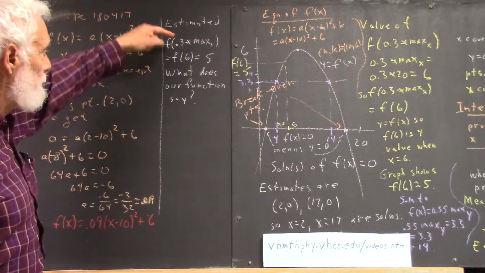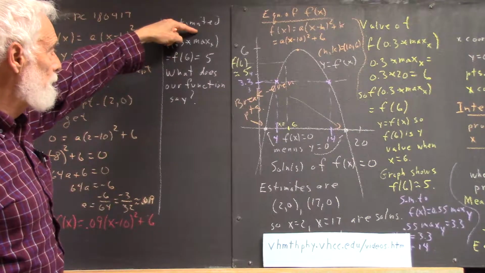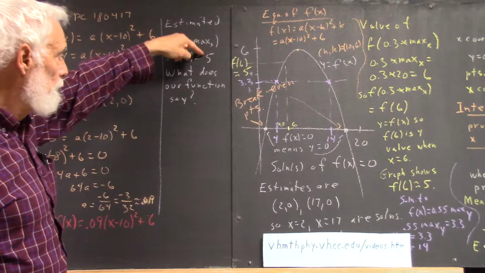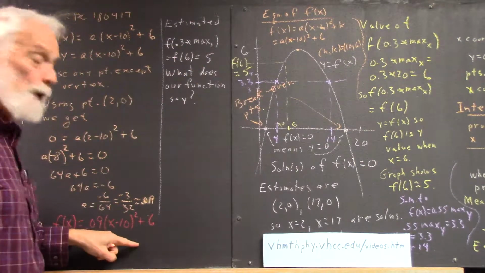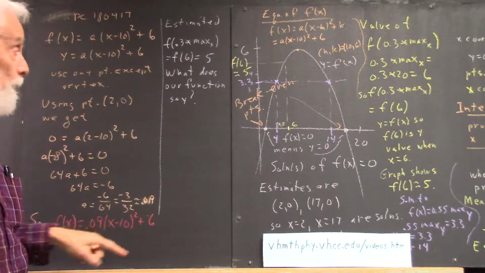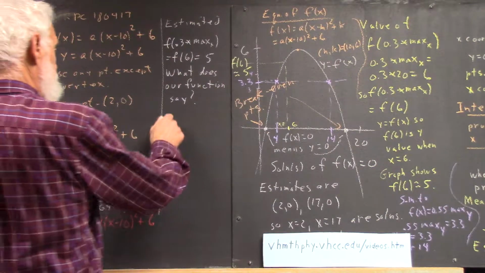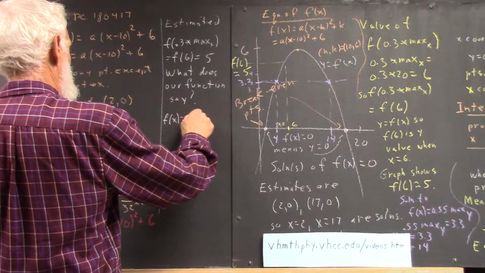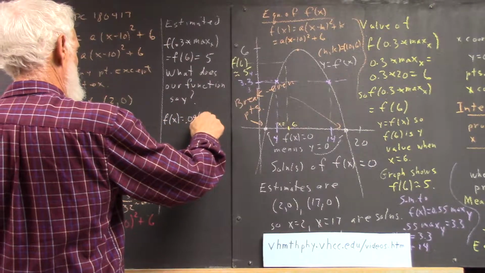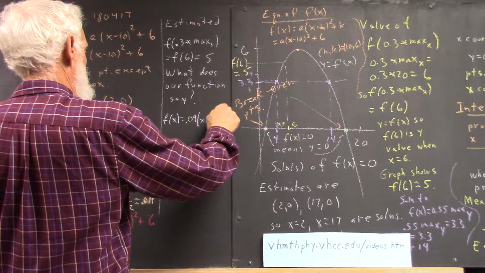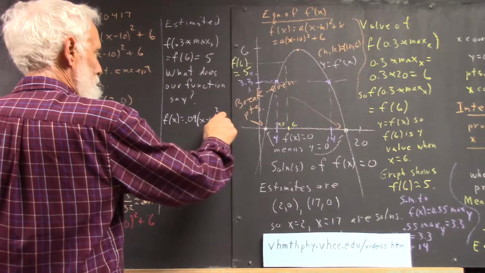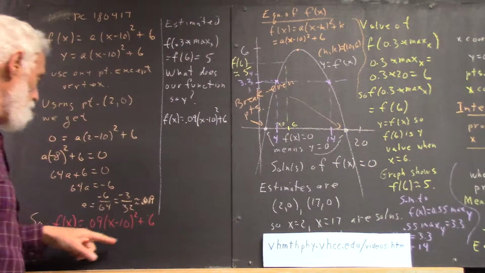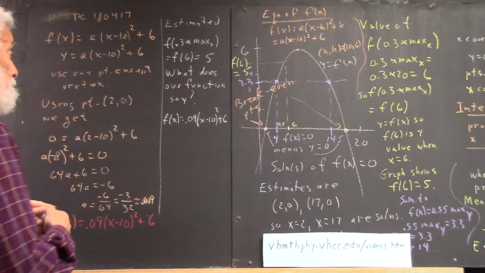Okay, having estimated f of 0.3 times max x is f of 6 or 5, let's compare that with what our function tells us. Okay? Well, can't go any further, the board's going to fall. Okay, f of x is this.